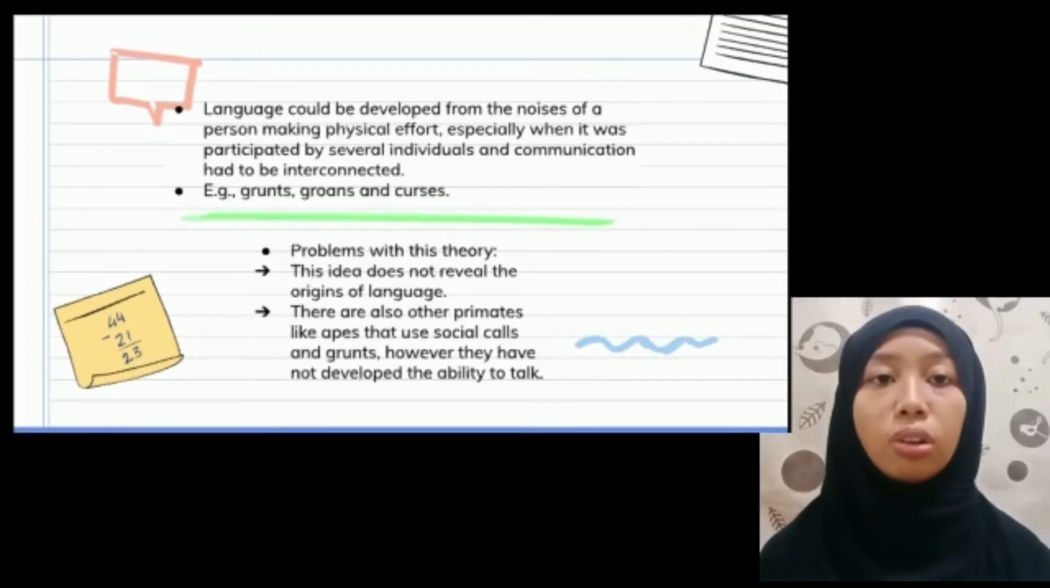This is because there are also other primates, like apes, that use social calls and grunts, but they have not developed the ability to talk.